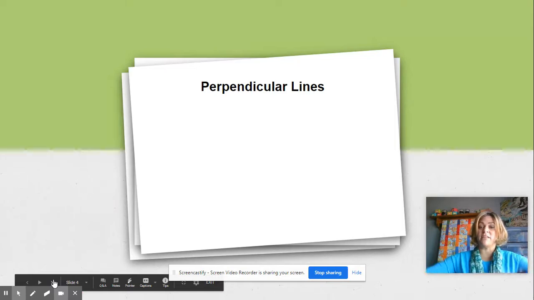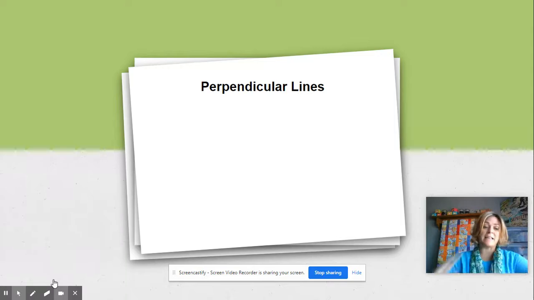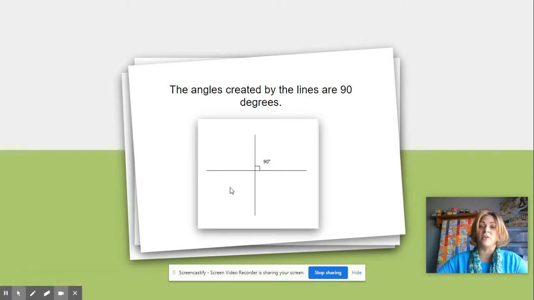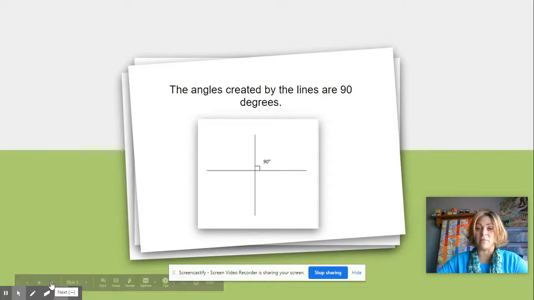Perpendicular lines are another set of lines, but this time instead of not intersecting, they will intersect exactly at a 90-degree angle. So the angles created by perpendicular lines are always going to be 90 degrees.